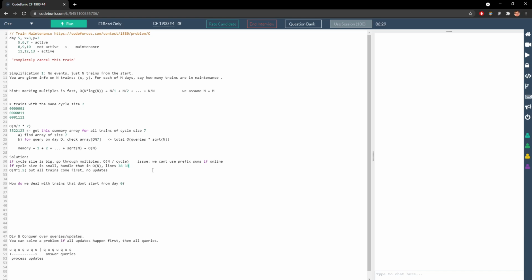So what are we doing for big cycle sizes? Go through the multiples. So if cycle size is, let's say, 1000, go through multiples of 1000, starting from this current day. Let's say current day is 700. Go through 700, 1700, 2700, and so on. And for each of them, there will be some interval of size y where you want to say +1 or -1 if you cancel this train.